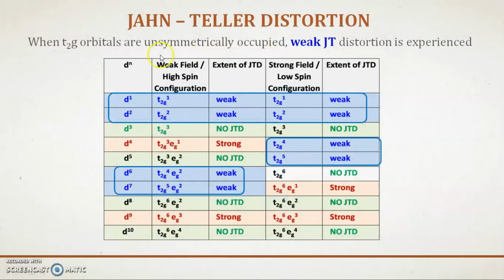The second one is when the t2g orbitals are unsymmetrically occupied. That also will lead to distortion, but that leads to weak Jahn-Teller distortion. So what are the cases when t2g orbitals are unsymmetrically occupied? d1 configuration, d2 configuration, high spin d6 and d7, and low spin d4 and d5. So we see that in these cases, the t2g will be 1, 2, 4 or 5. So these cases where unsymmetrical occupation of t2g orbitals occurs lead to weak Jahn-Teller distortion.